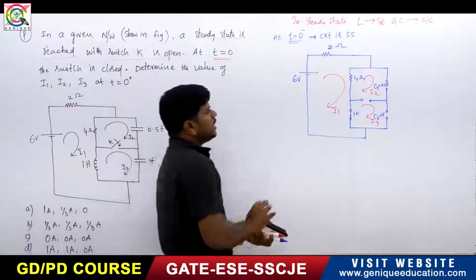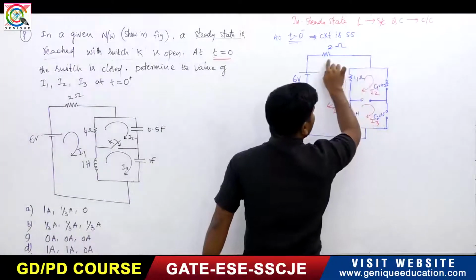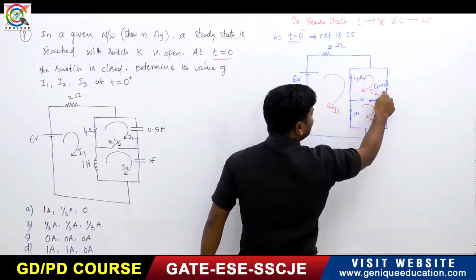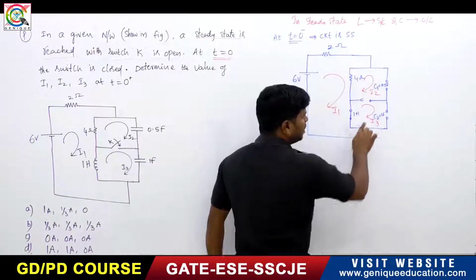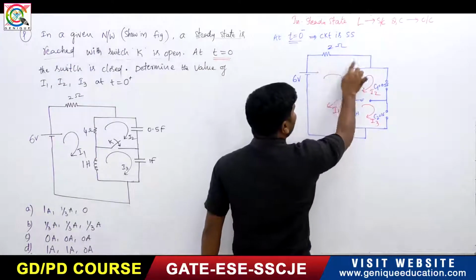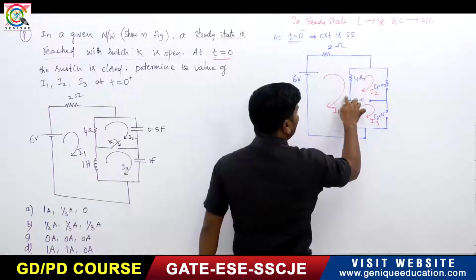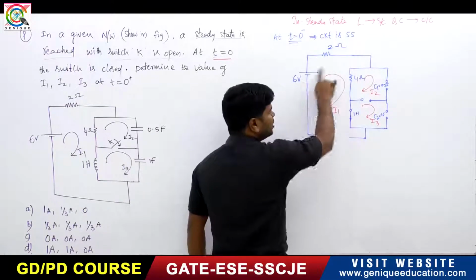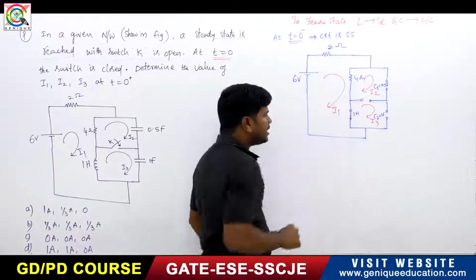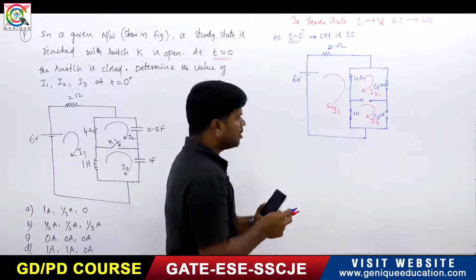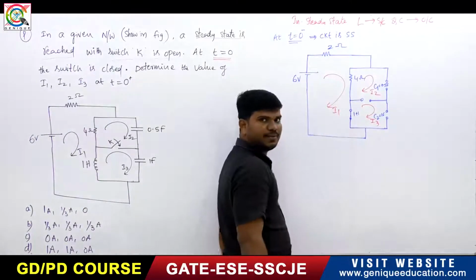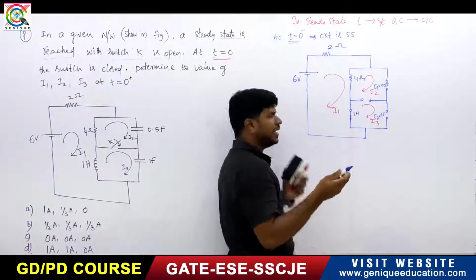Observe this. What is the current in this? The current is coming like this. But the current in this branch is 0, meaning I2 is 0. The current in this branch is 0, meaning I3 is 0. The current will flow like this, like this and like this. This is I1 in this loop, the current in the first loop. Now what is I1 of 0 minus? I1 is nothing but the current through the inductor only.